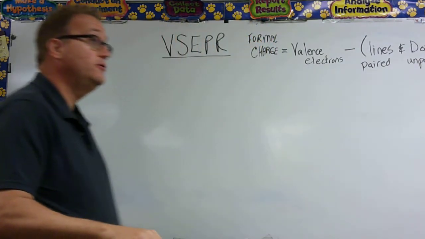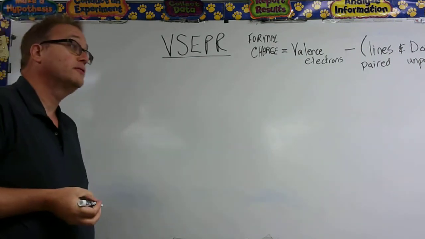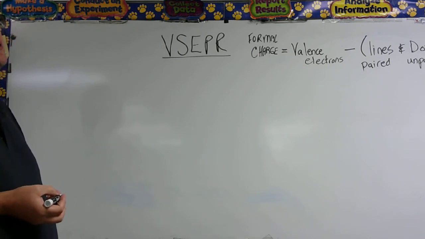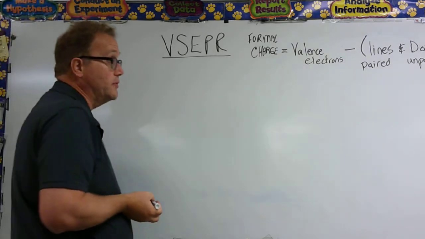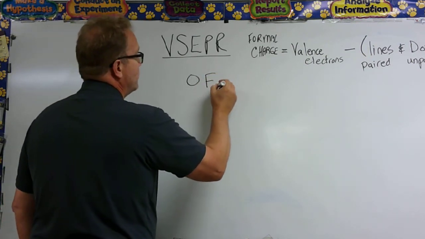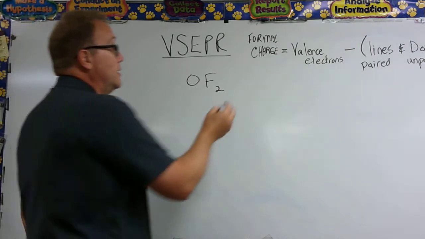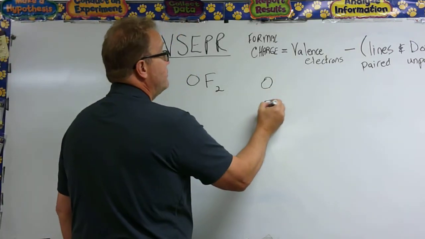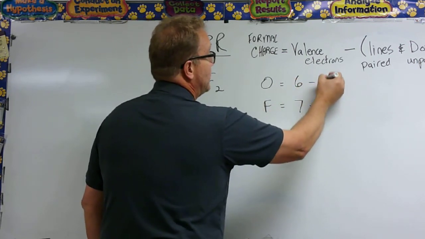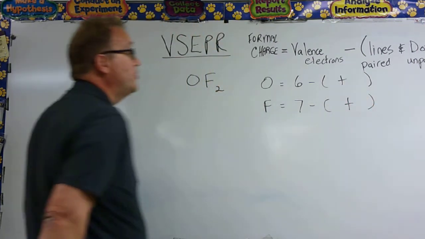Now let's go ahead and do another one. Now this takes practice, so you're going to have to start showing me how to do this on your own. It's going to be a little bit different than before. Let's go with this, OF2. Well, again, I have O, then I have F. Again, repeat, repeat, repeat. Same setup.